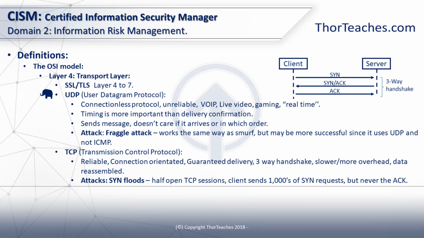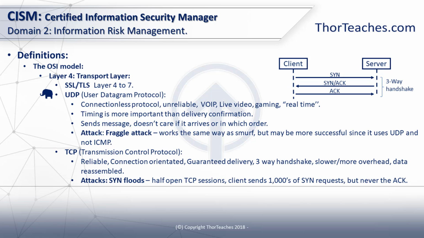UDP, the User Datagram Protocol, is a connectionless protocol. It's unreliable, but it's used for anything we want in real time. We use it for our data, where timing is more important than the delivery confirmation that TCP has. And this is what we talked about earlier when we talked about voice over IP or video. Often UDP traffic is the ones that have the higher priority in our quality of service.